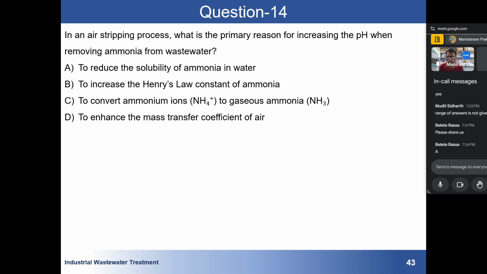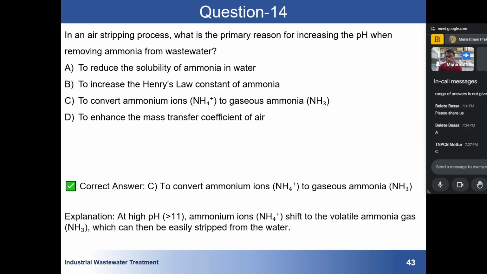Anyone? The questions are very simple. If you are listening to the lectures, you will be able to answer C. Yes, C is the correct answer.